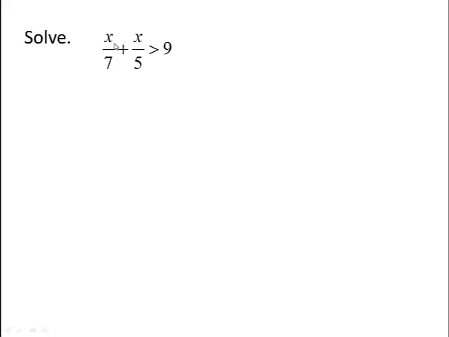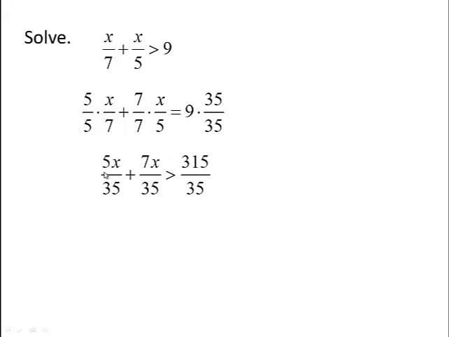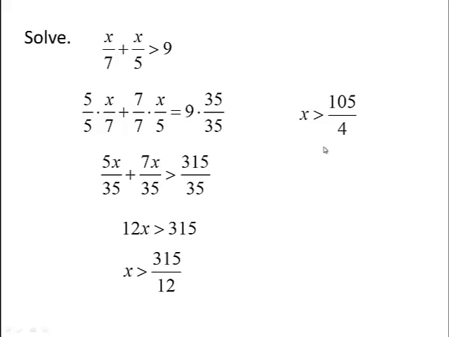Solve this 2 fractions inequality. Find a common denominator, which is 35. So you'll multiply this fraction by 5, and this one by 7, and this one by 35. And then you're going to get a common denominator of 35, so I can throw away the denominators. Now the numerators add up to 12x is greater than 315, dividing both sides by 12, and reducing this by 3, and we get x is greater than 105 over 4.